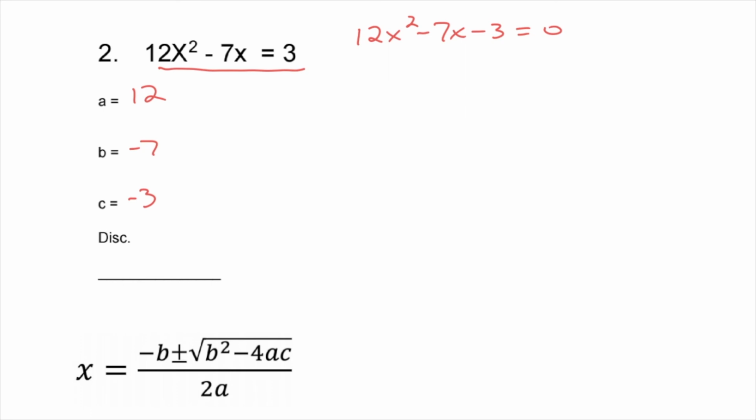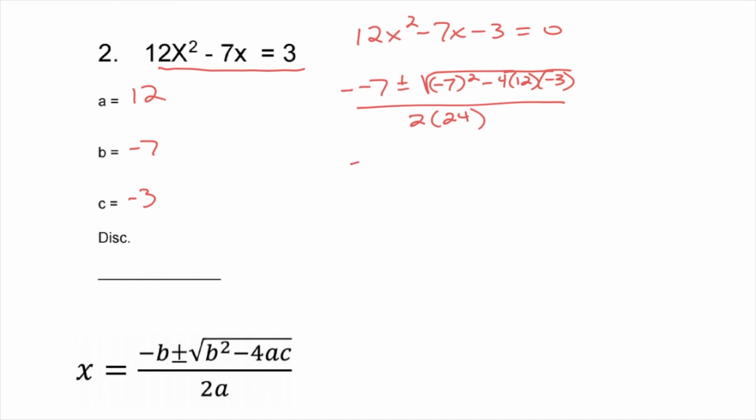So let's go ahead and plug in. We're going to have the opposite of negative 7, opposite of b, plus or minus the square root of b squared, so negative 7 squared, minus 4 times a, which is 12, times c, which is negative 3, divided by 2 times a, which is 24. So let's clean all that up. That's going to be 7 plus or minus the square root of 49, and then negative 4 times negative 3 times 12 is 144. So plus 144, divided by 48.